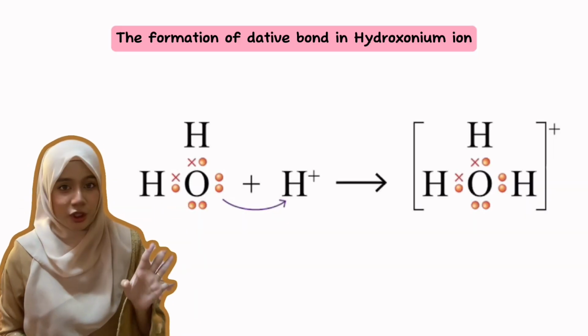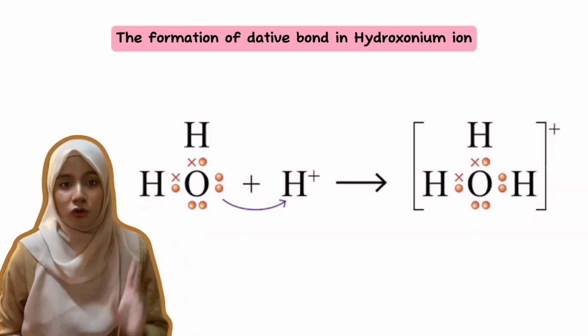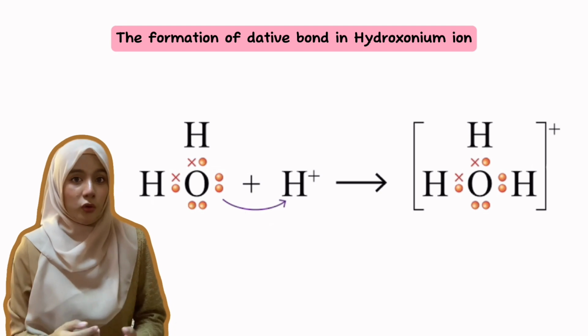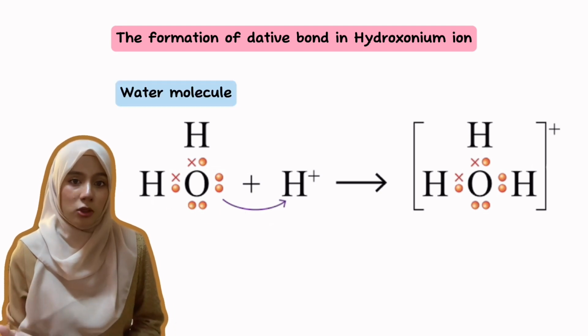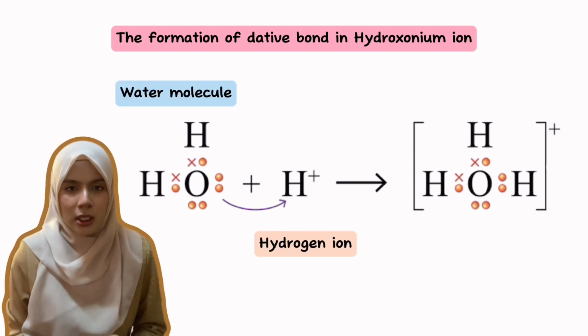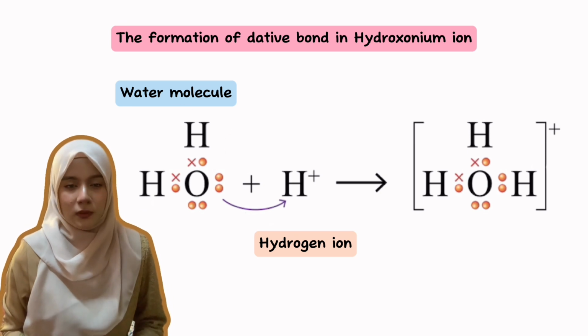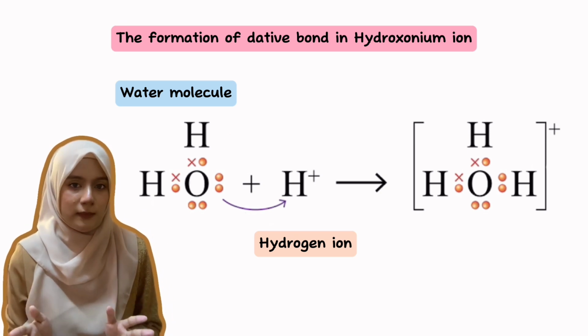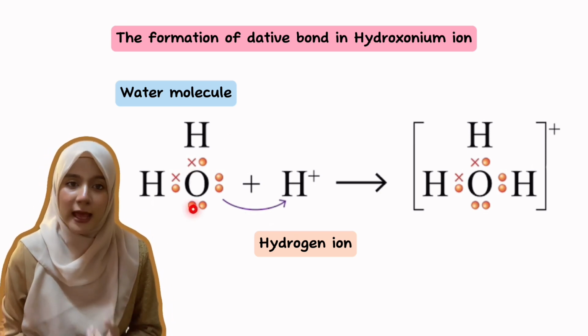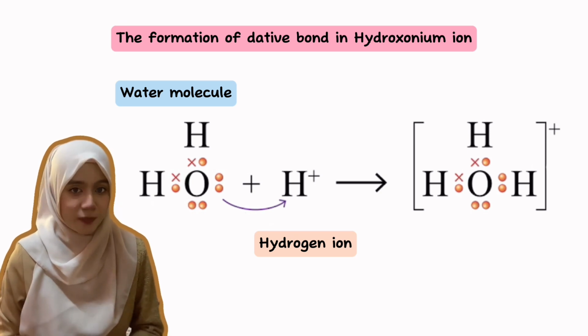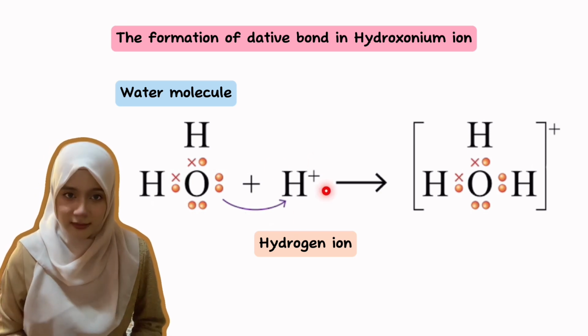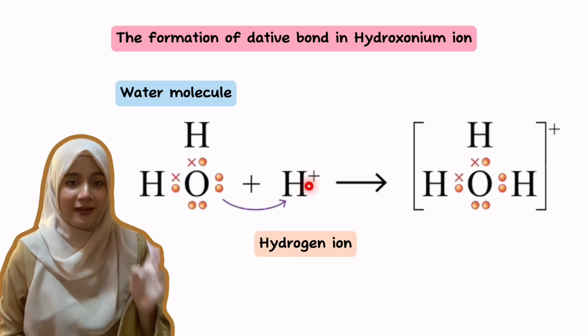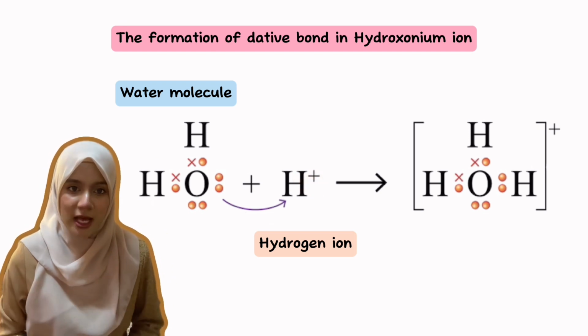This is the formation of dative bond in the hydroxonium ion. Hydroxonium ions are formed by water molecule and hydrogen ion. In the water molecule, the oxygen atom and hydrogen atom have already achieved the octet and duplet electron arrangement. But as you can see, the hydrogen ion doesn't have any electron in the shell.